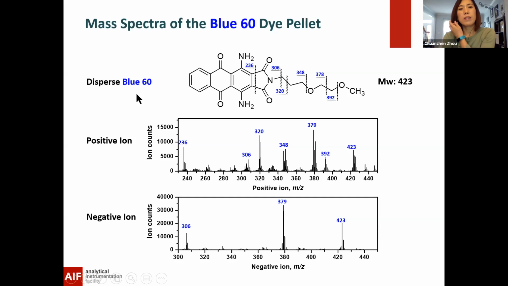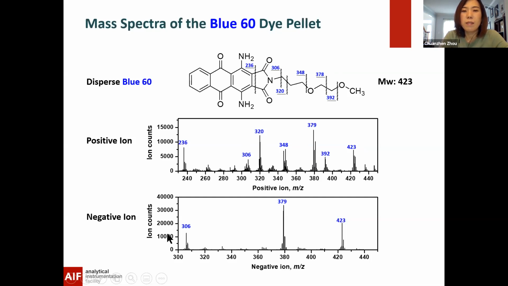I looked at the different dye molecules and the different dyed fabrics. This is a simple disperse blue 60. As you can see, it has a chromophore. And the mass to charge ratio is 423. If you look at the positive ion spectrum, it shows a lot of distinctive fragmentations. All of those can be visualized by cutting here, here, here, here, here. And you get so many different fragmentations.